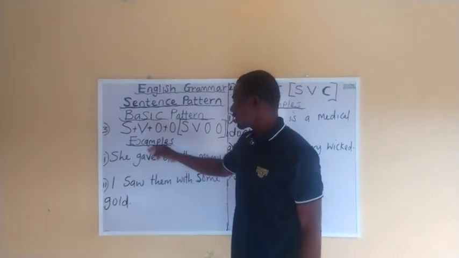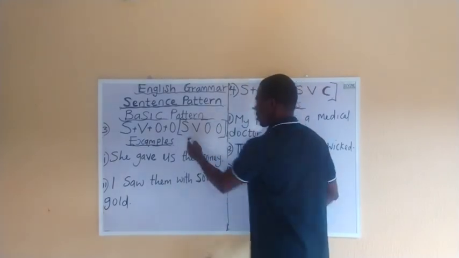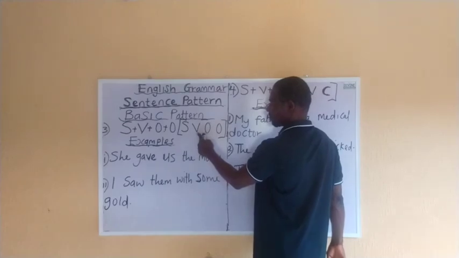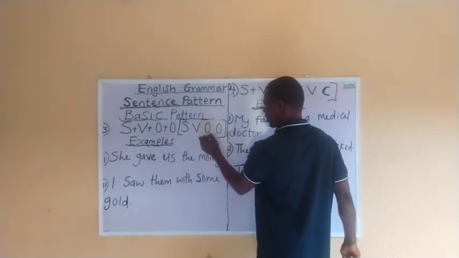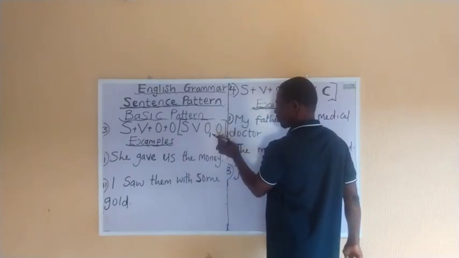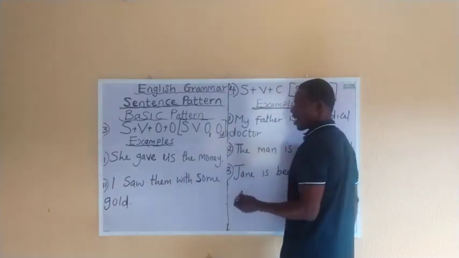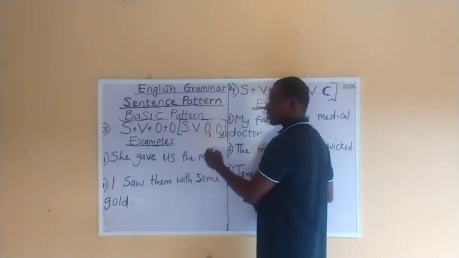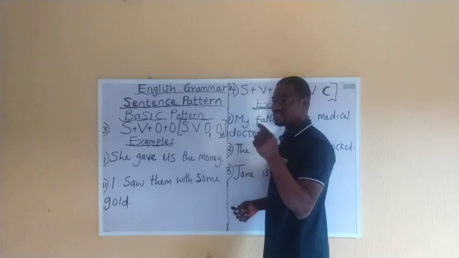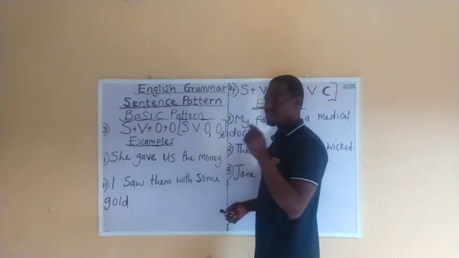Number 3, SVOO. S is the subject, V is the verb, O is an indirect object. The second O is a direct object. So where in a sentence there are two objects, the first object is usually the indirect object, while the second object is the direct object.